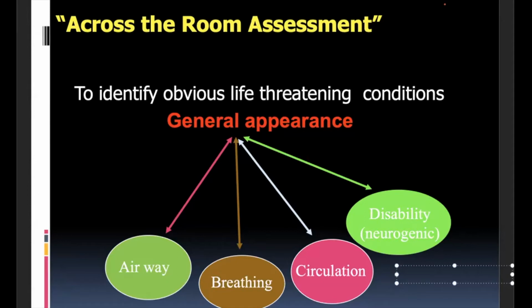Your letter E has something to do with exposure. Here, what you're going to assess is the airway, the breathing, the circulation, the disability, which has to do with the neurologic state of the patient, as well as the letter E, which is exposure. So this is what we call the ABCDE approach.